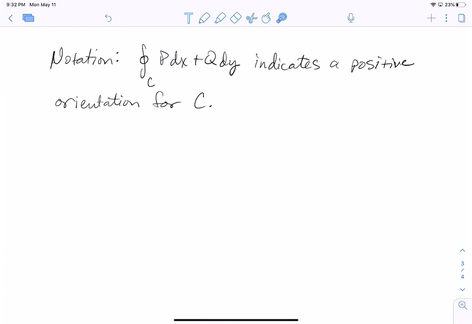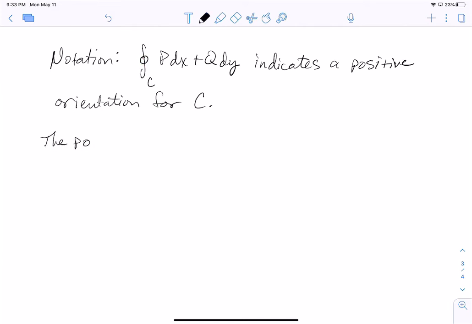Looking at some notation, the line integral over C, with a little circle over the integral symbol, of P dx plus Q dy indicates a positive orientation for C. Now the positive orientation is required for Green's theorem, but not just in general for line integrals. So that little circle sometimes is used. Sometimes the little circle has a little bitty arrow on it, but anyway, there's the little circle business.